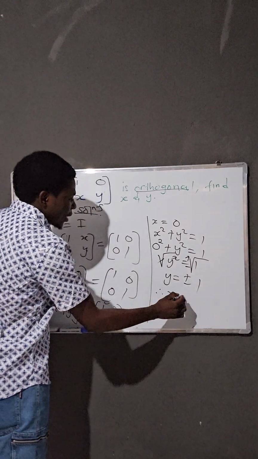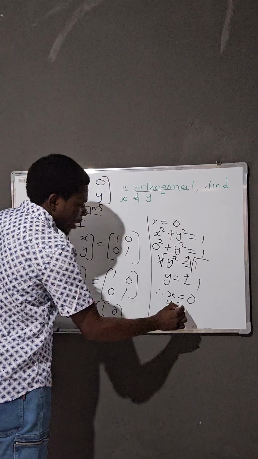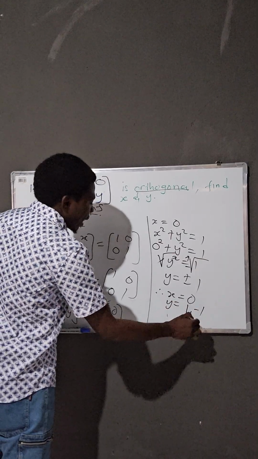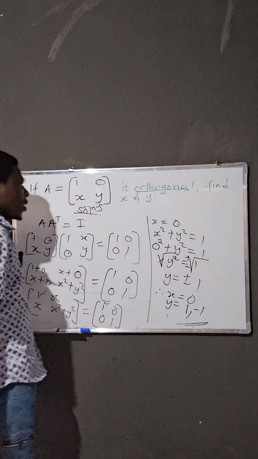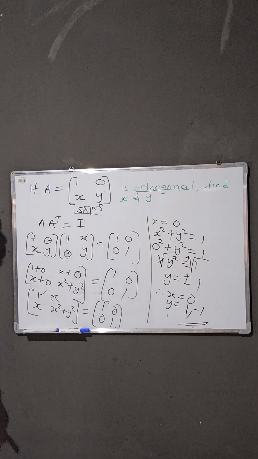Therefore, x is equal to 0, and our y is equal to either a positive 1 or a negative 1. So that's how you can solve this question if it is orthogonal.